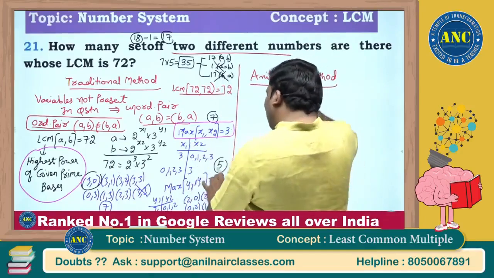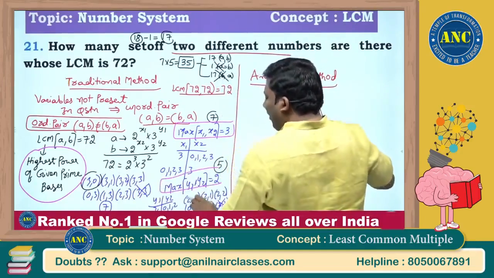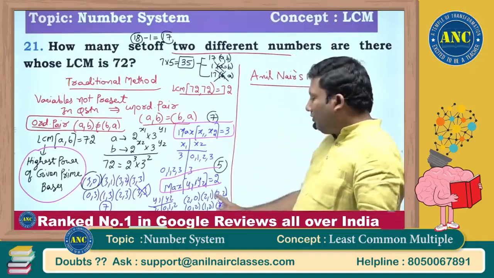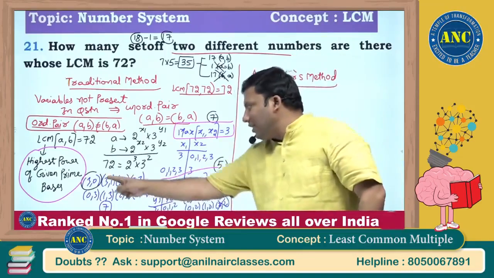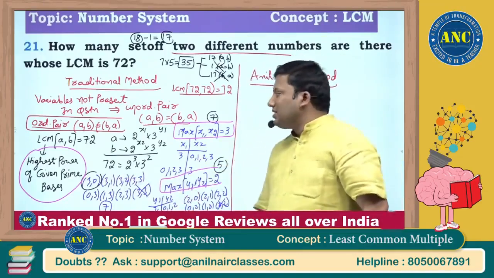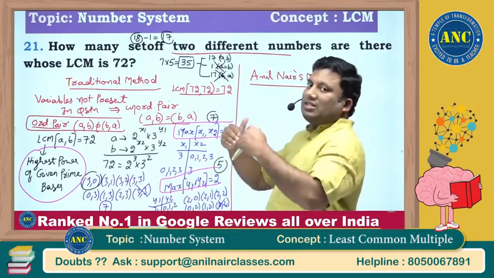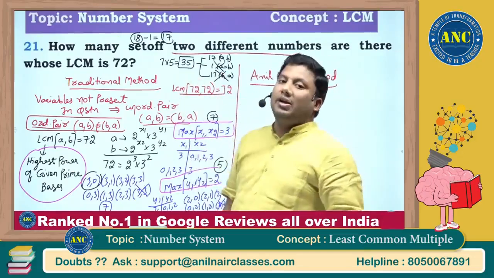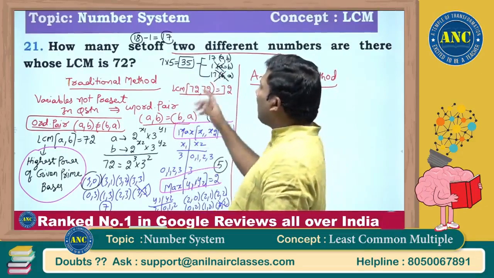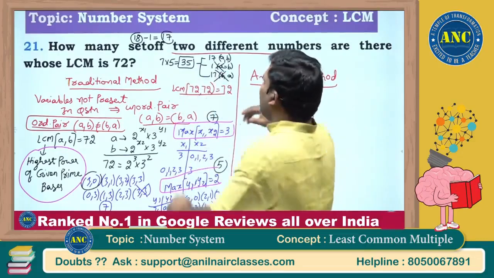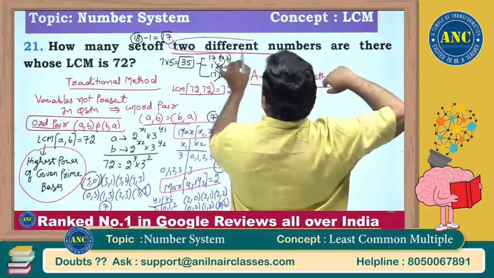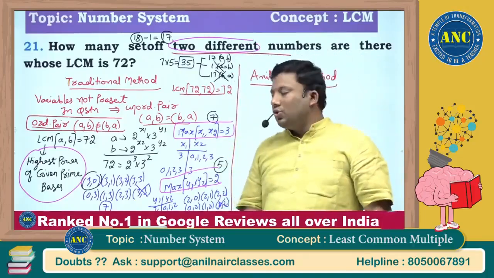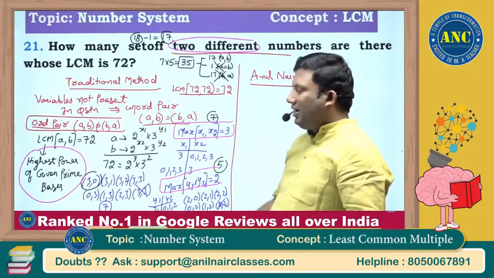Similarly, for y1, y2 the maximum is 2. If y1 takes 2, y2 can be 0, 1, 2, and the reverse, giving 5 cases. For every one case, there are 5 subcases. 7 into 5, 35. 17 cases A into B, 17 cases B into A are eliminated. One case, A equal to B. The question says two different numbers, so one case is eliminated.